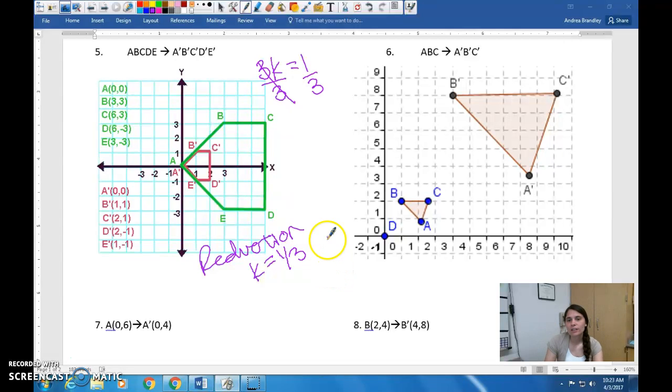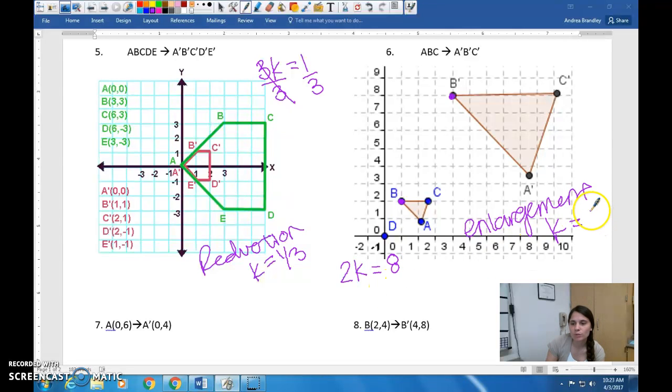And then if I look at number 6, I'm going from this ABC triangle to this A prime, B prime, C prime triangle. It's definitely getting bigger, so this time it's an enlargement. And then to find my k, I'm going to do the same thing. So I'll look, say, at this point, and it's at 2 on the y-axis. And then I've got to multiply that by my scale factor to get to 8. So 2 times what is equal to 8? Well, most people can pretty clearly see that that's 4, but if not, you can just divide by 2 on both sides, and 8 divided by 2 is 4.